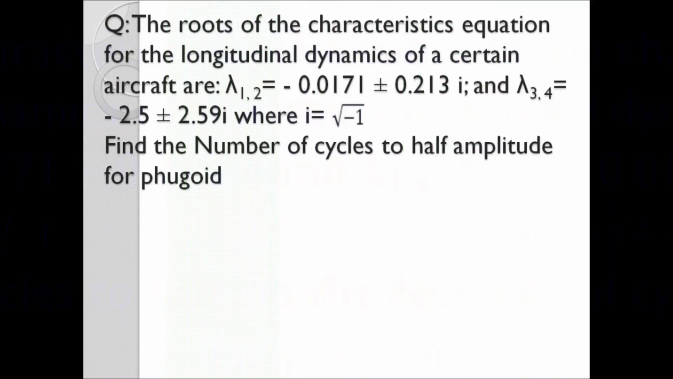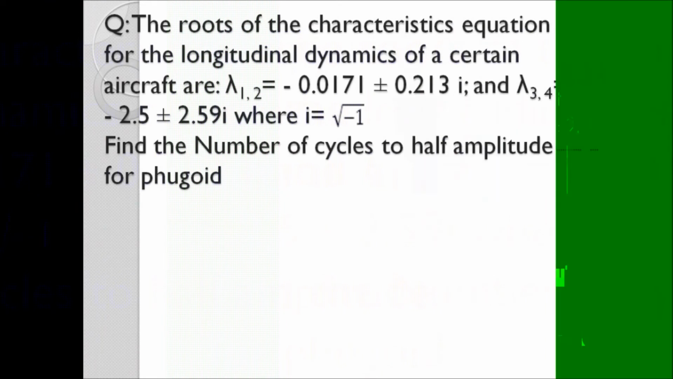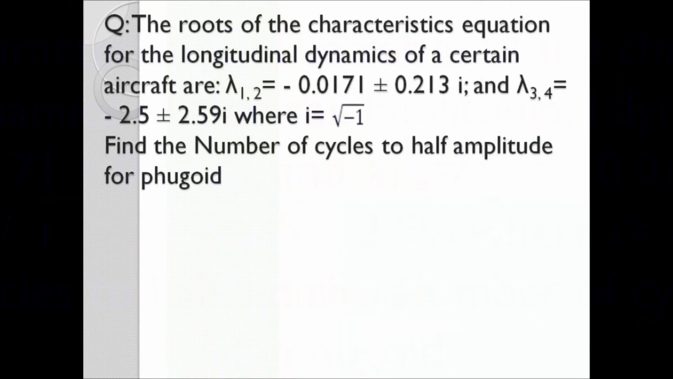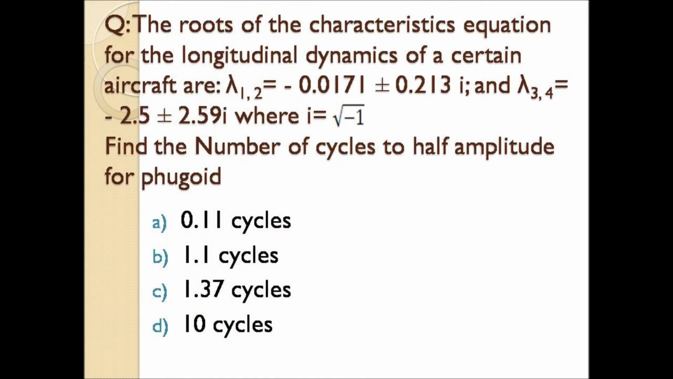Next comes the next problem. The roots of the characteristic equation of the longitudinal dynamics of a certain aircraft are lambda 1 2 and lambda 3 4. Again it has been given. Again you have to compare the data, to see which one is going to be the Phugoid mode. Now from that Phugoid mode you have to find the number of cycles to half amplitude for a Phugoid. So there the options come.